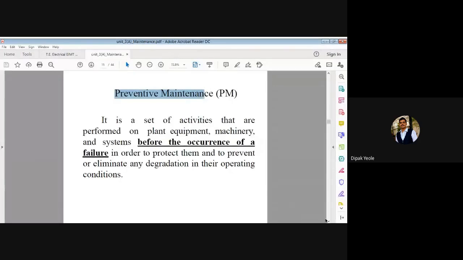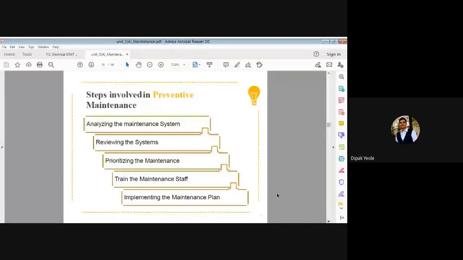Now we will discuss the steps. What are the steps? First, we have to analyze the system. Then we are going to review the system. After reviewing, we make the priorities. We make the sheet available with us, and we make the priority. Then we have to train the maintenance staff after making the priority. And the last step is implementing the maintenance plan.